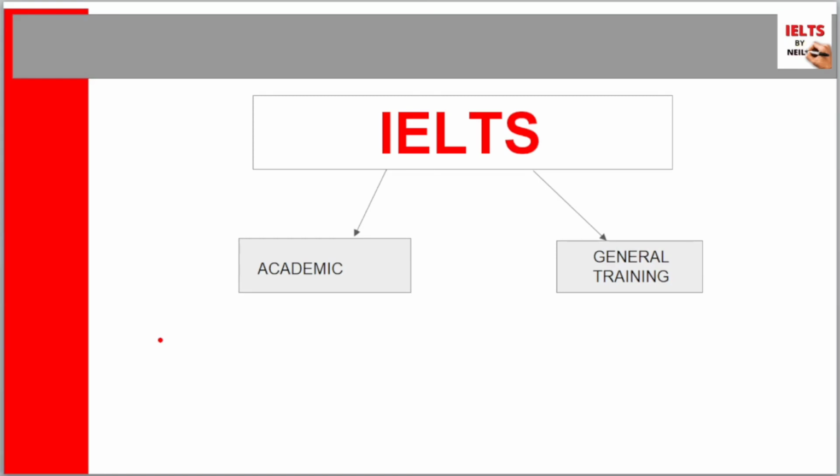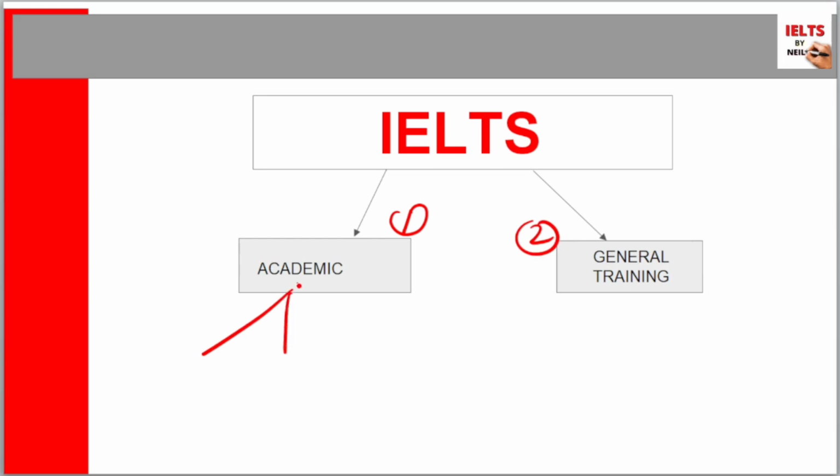Today we are going to discuss how to do the bar graph type of question. Bar graphs are one of the types of question in the IELTS Academic exam. IELTS is of two types. Number one is Academic, number two is General Training.